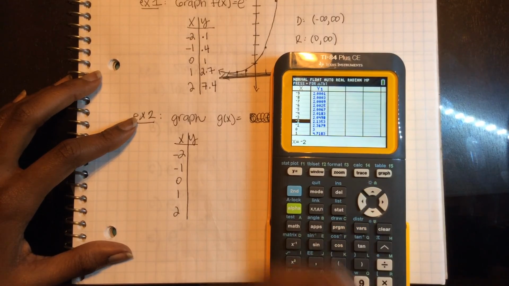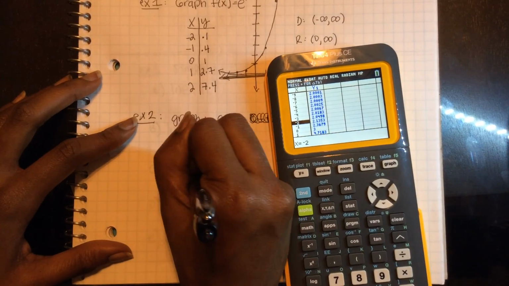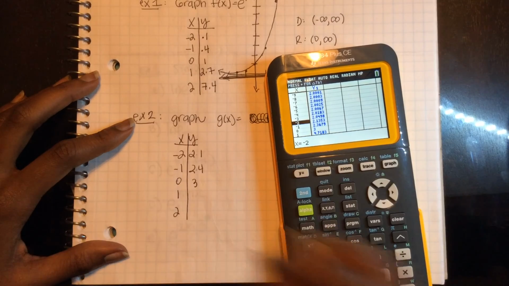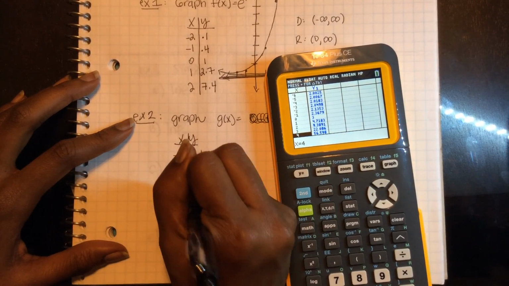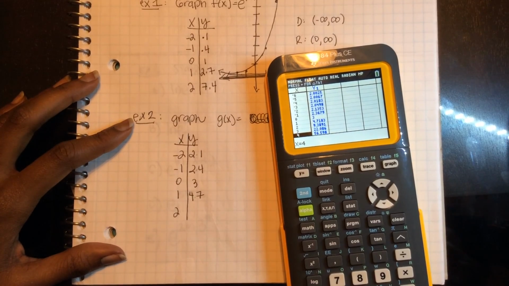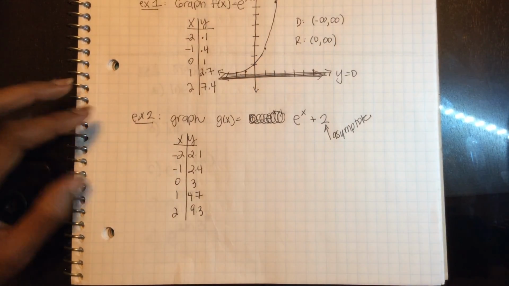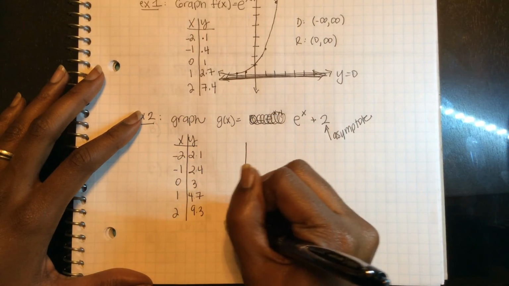So at -2, it's at 2.1. At -1, it's at 2.4. At 0, it's at 3. At 1, it's at 4.7. And at 2, it's at 9.3. Okay, so I have that from my calculator, so now I can graph.